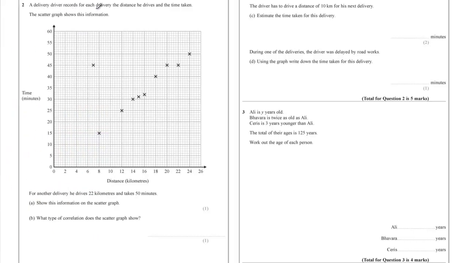A delivery driver records for each delivery the distance he drives and the time taken. The scatter graph shows this information. There we are. And what's the times up there? That's his delivery times, and the distance he travels is along here. For another delivery, he drives 22 kilometers and takes 50 minutes. So this is typical of these things. So we go 22 kilometers.